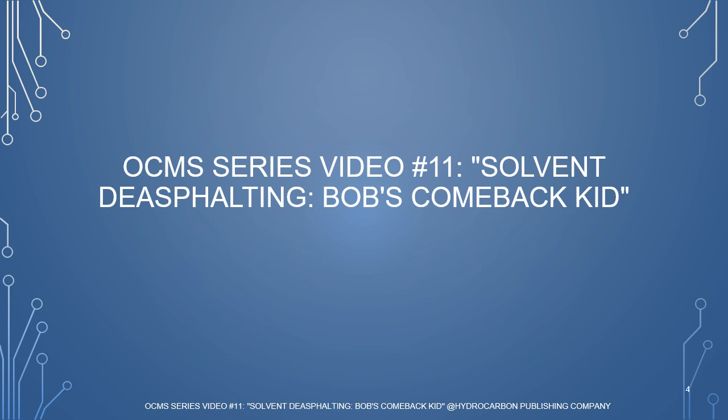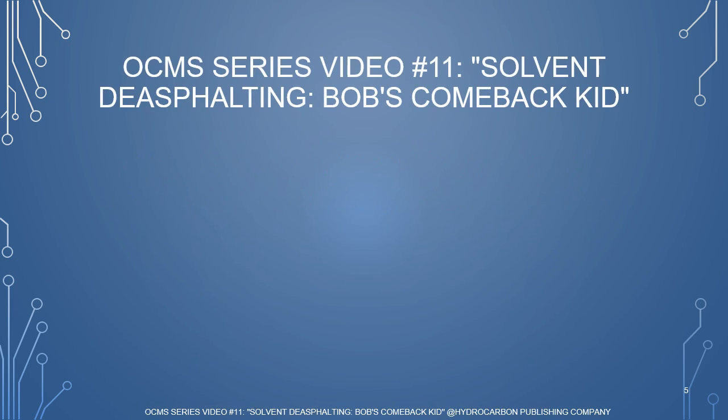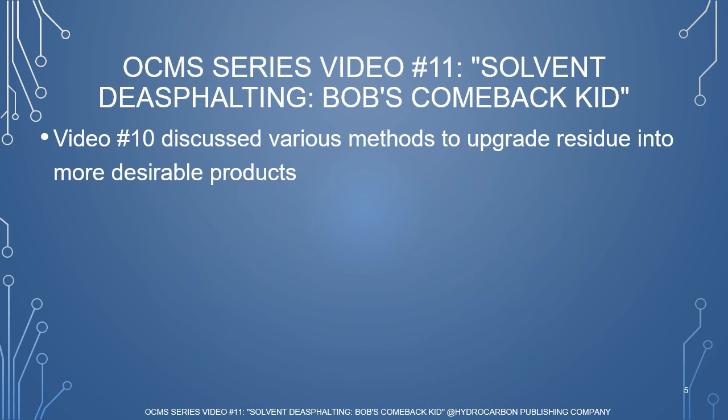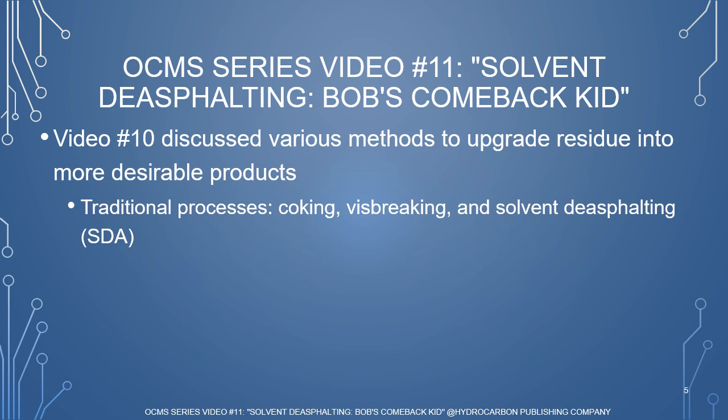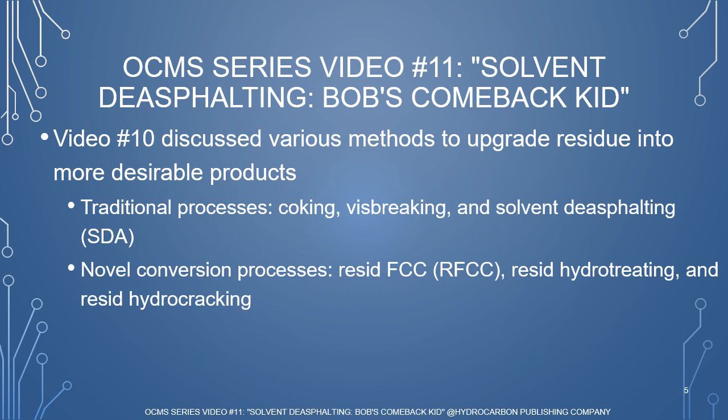Video number 11, Solvent Deasphalting, BoB's Comeback Kid. Our previous seminar, video number 10, What About BoB, Bottom of the Barrel, discussed the various methods to upgrade heavy residue into more desirable products. The methods include traditional means, such as coking, visbreaker, and solvent deasphalting or SDA, and novel conversion processes such as resid FCC or RFCC, resid hydrotreating, and resid hydrocracking.